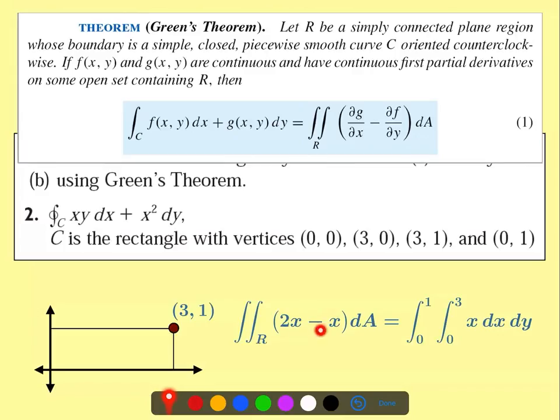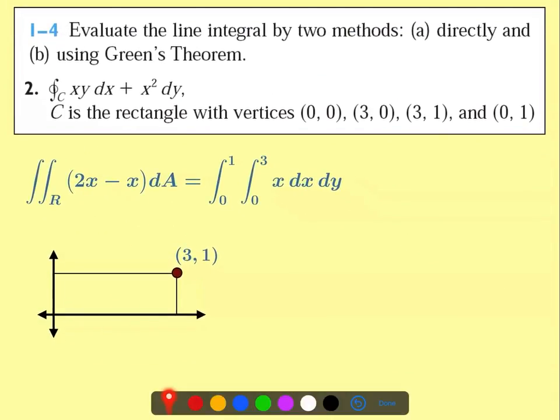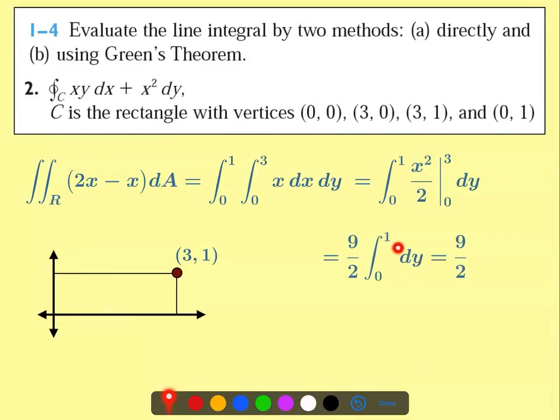But this is what I'm integrating. x for this, and dx dy, y is going from 0 to 1, x is going from 0 to 3. Integrating with respect to x first, I'm going to have x squared over 2, evaluated from x equals 0 to 3. That's going to give me 9 halves. And I'm just left with integrating 1 dy, which is going to give me a y, evaluated from 0 to 1 will give me 1. So this is just 1, and so I end up with 9 halves. So the answer to this problem is 9 halves.